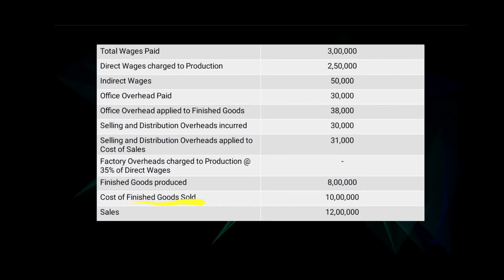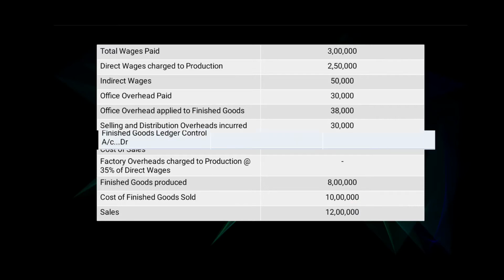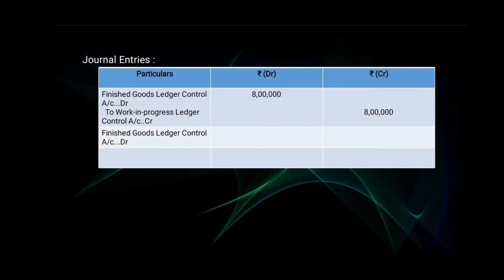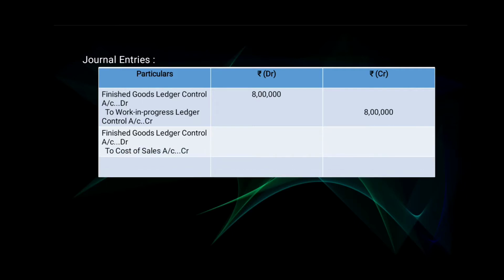Next is cost of finished goods sold. Amount is given as 10 lakh. So the journal entry is finished goods ledger control account debit to cost of sales account. Amount is 10 lakh on the debit and on the credit side.